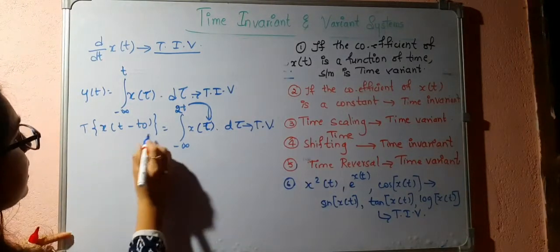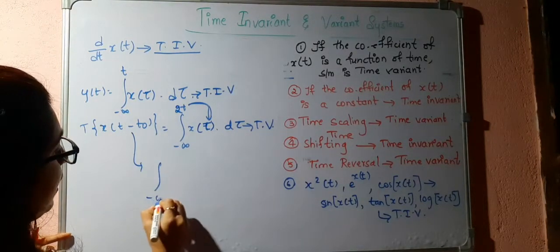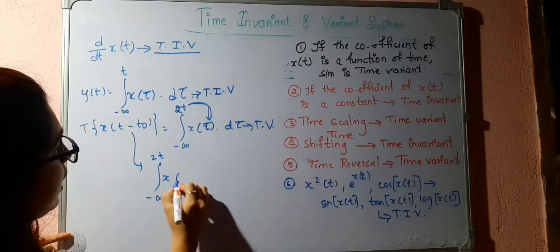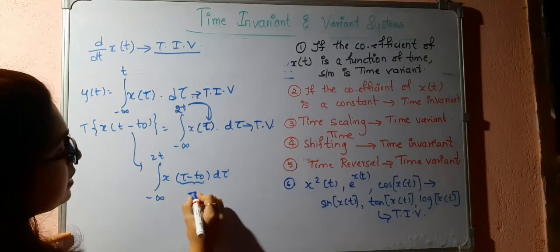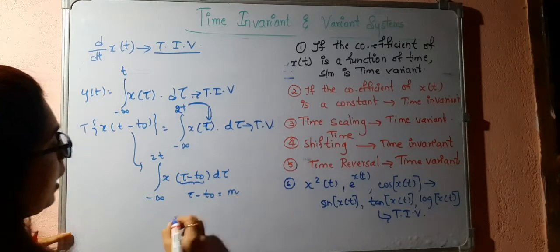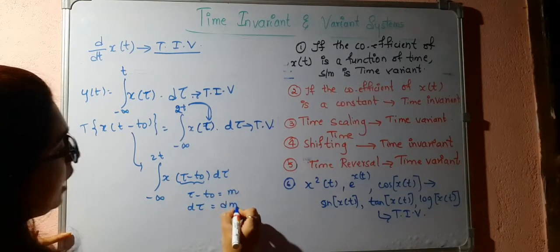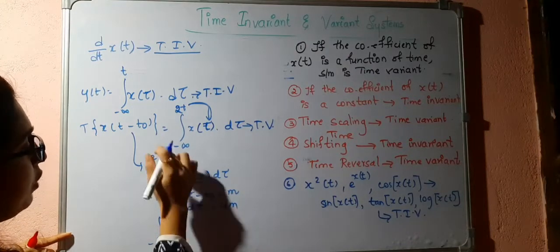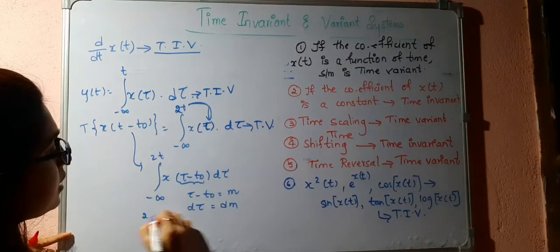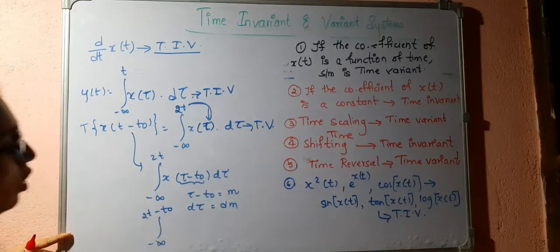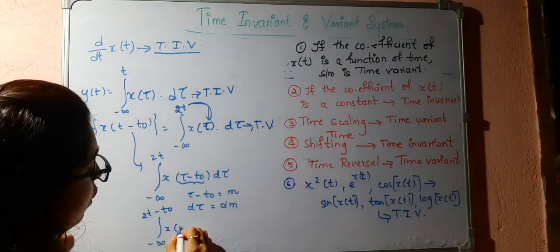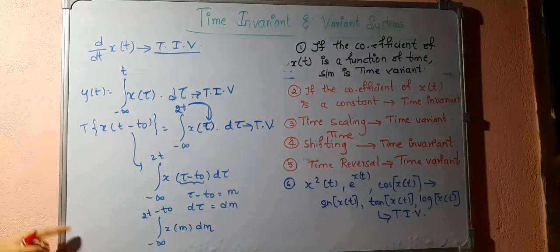First I will pass the signal: minus infinity to 2t, x of tau minus t naught d tau. I will replace tau minus t naught with m, so d tau is equal to dm. Here the upper limit, instead of 2t, will be 2t minus t naught, right? Now it is x of m dm.